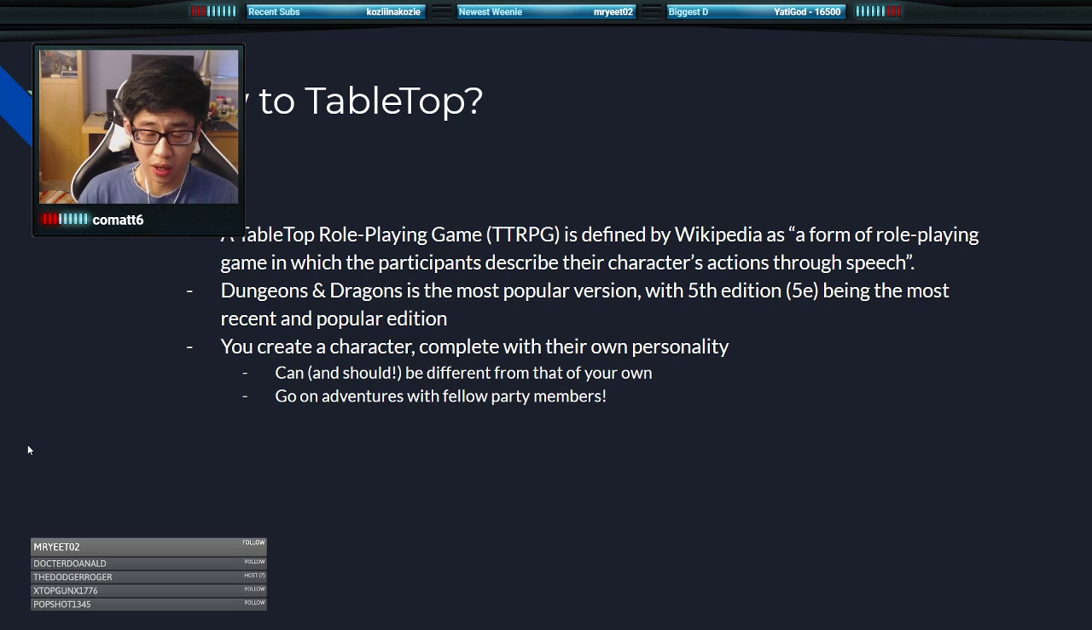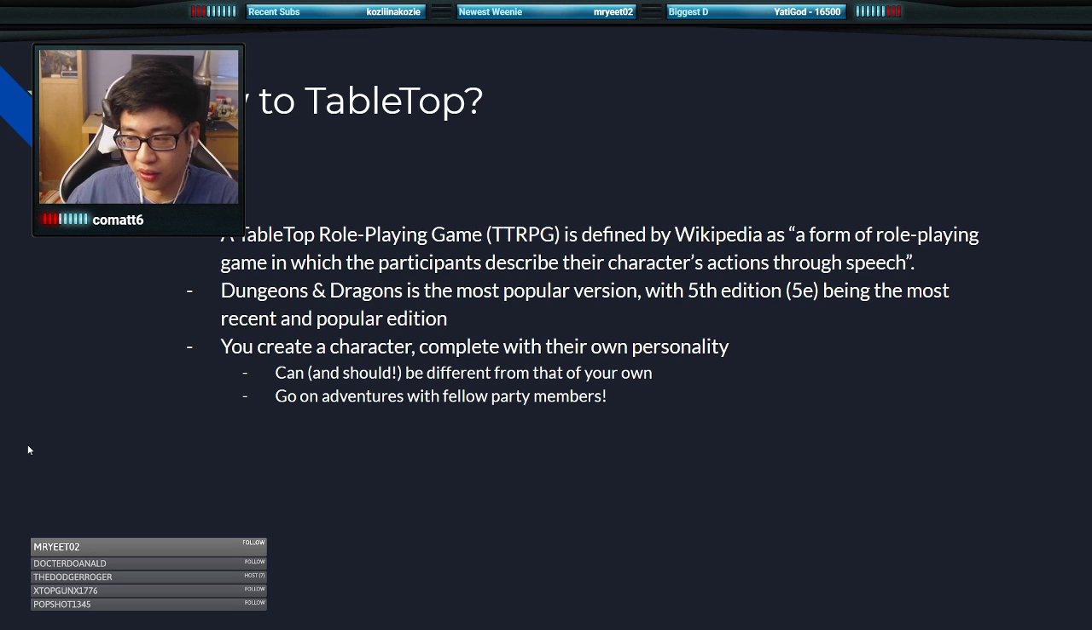As you may or may not already know, Dungeons & Dragons is certainly the most popular version. There are many references to it in pop culture. And 5th edition is the quote-unquote gold standard. It is the most recent edition in the Dungeons & Dragons franchise, and it is the most popular edition by far. The reason for that is that 4th edition kind of sucked, and 5th edition streamlined a lot of things.